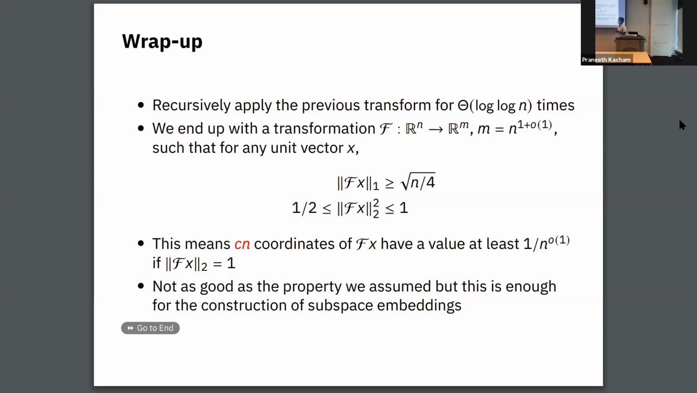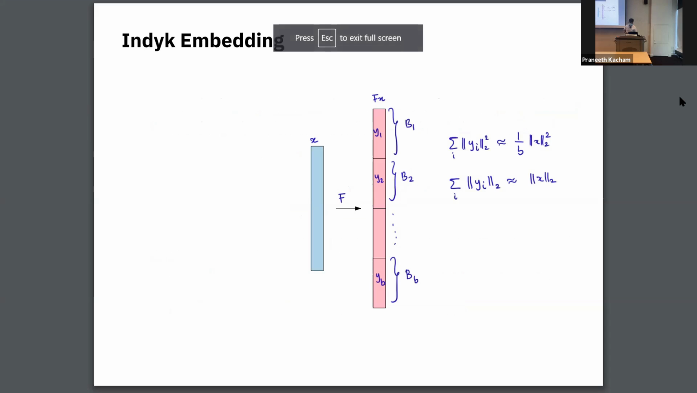So what we essentially do is we start with this vector x, apply f to this to get a larger vector, fx. And for each bucket, we recursively apply this transformation again. So for y1, we will apply f, y2, we will apply f, for yb, we will apply f, and we recursively apply this for theta log n levels.